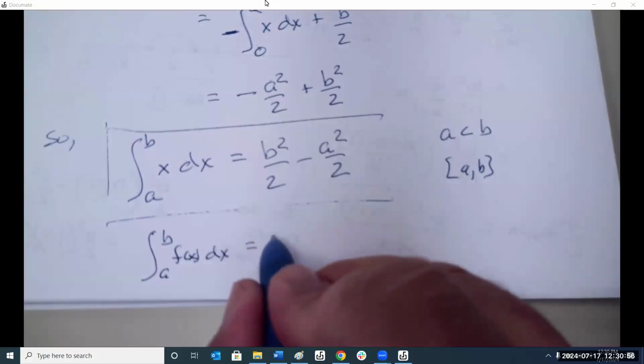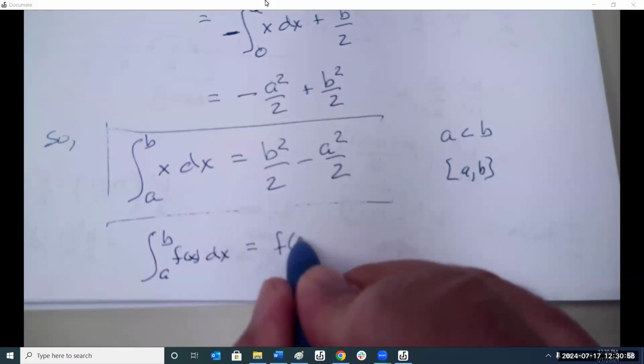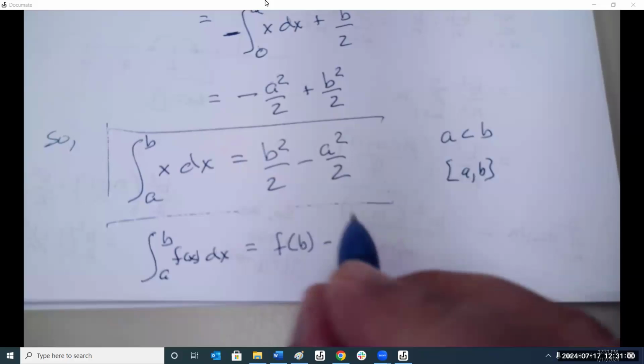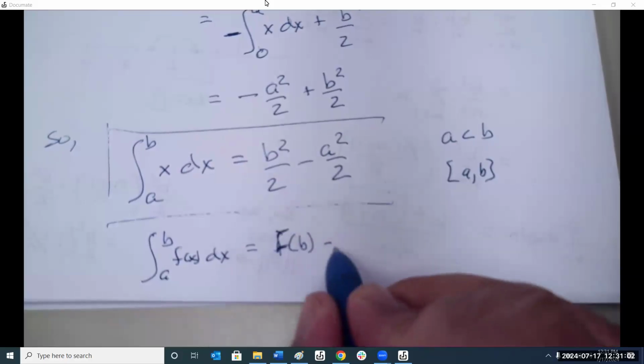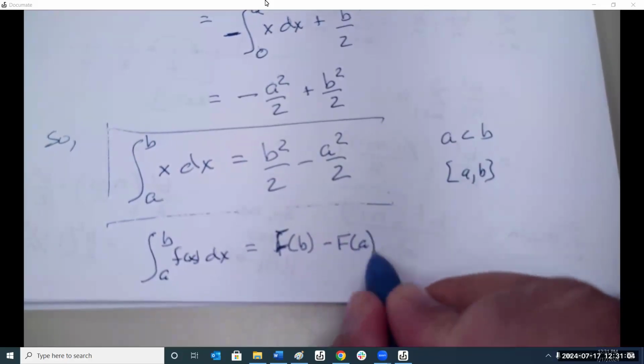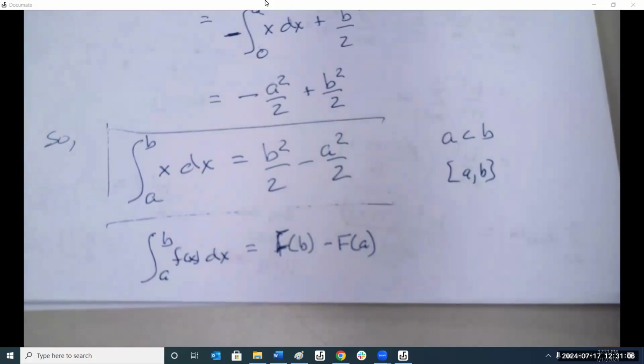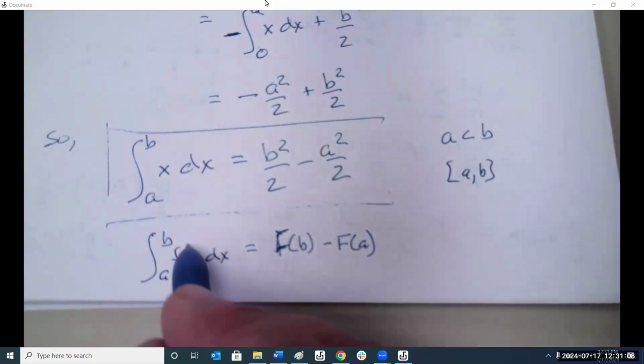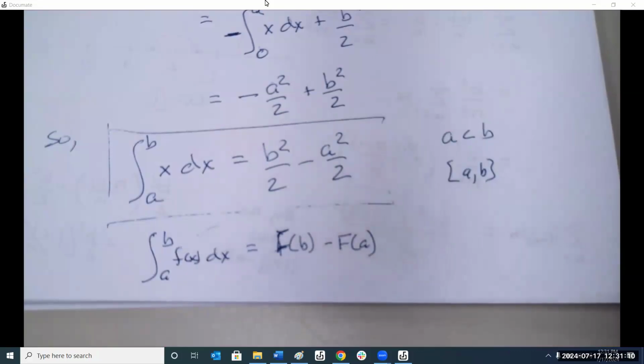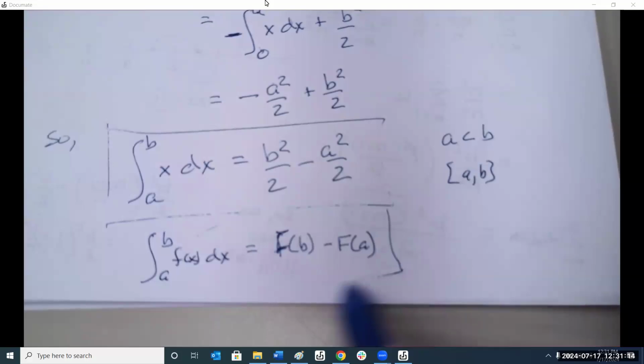So it's going to be F of b, where the integral of f of x is capital F of x. We start at the very top and subtract the bottom one. So this is going to be our general formula.